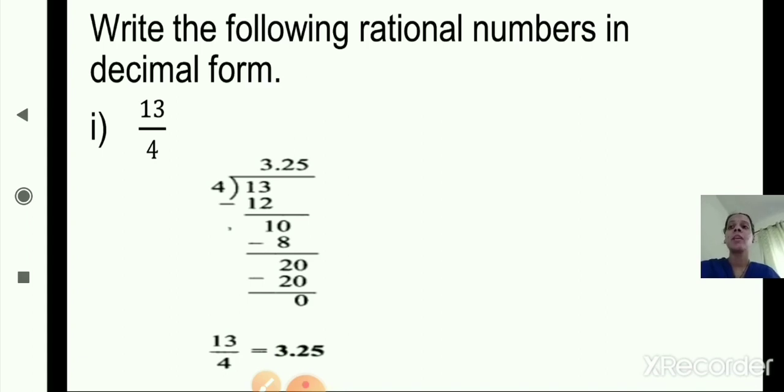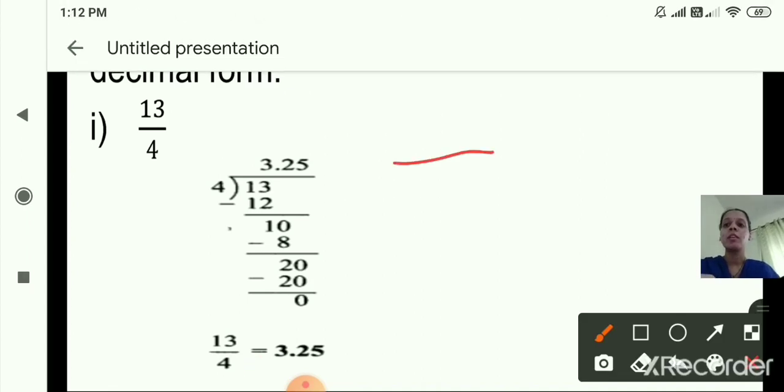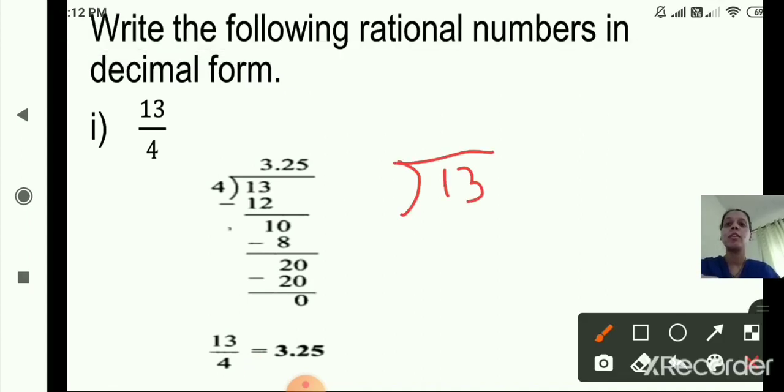Now we will see how to write down the rational number in decimal form. As you can see, one example is given, that is 13 upon 4. So first you will write down 13 divided by 4, right? Now we will divide these numbers. We divide 13 by 4.